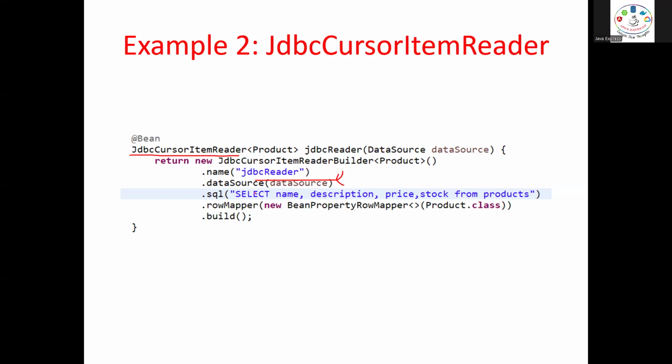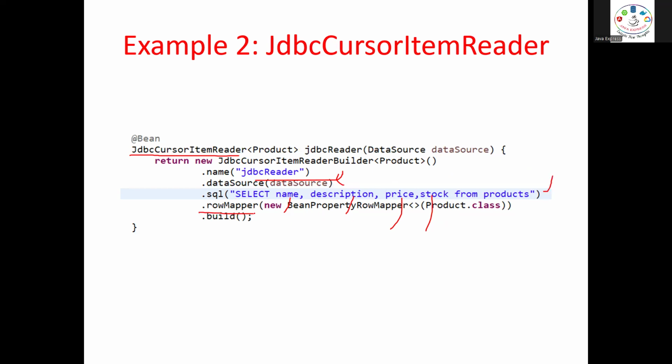See here, I am doing a select query. Suppose in your database you have hundreds of records. I want to retrieve the name, description, price, and stock. You should not use the star, because if you use the star it has to match with your entity class as well. So whichever columns you want, you can write in your SQL query here.